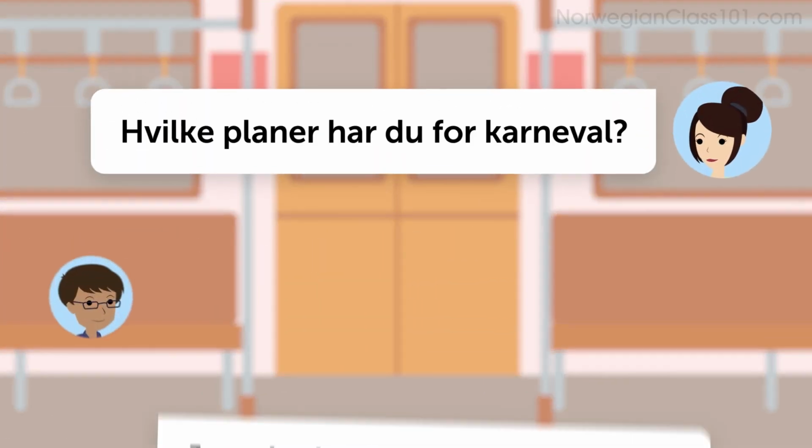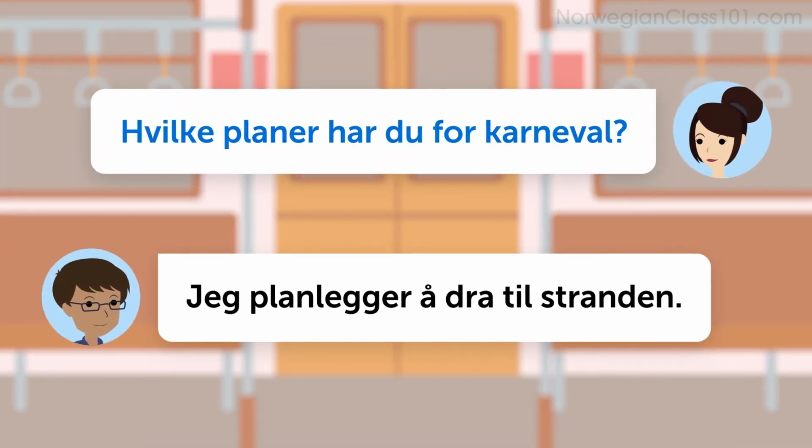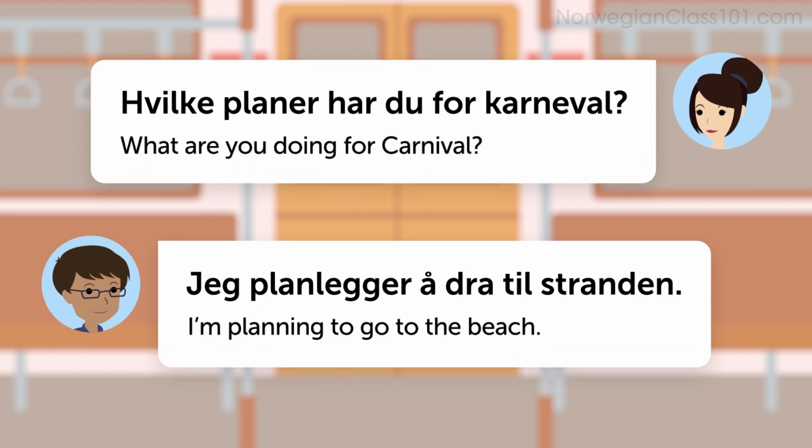Listen to the dialogue. Hvilke planer har du for karneval? Jeg planlegger å dra til stranden. Once more with the English translation. Hvilke planer har du for karneval? What are you doing for carnival? Jeg planlegger å dra til stranden. I'm planning to go to the beach.